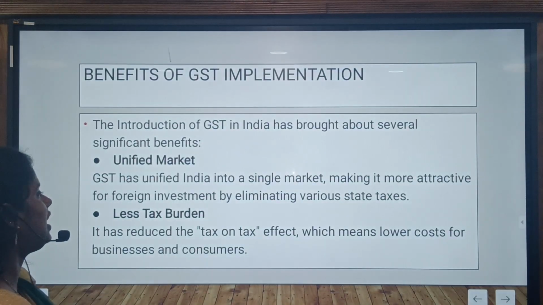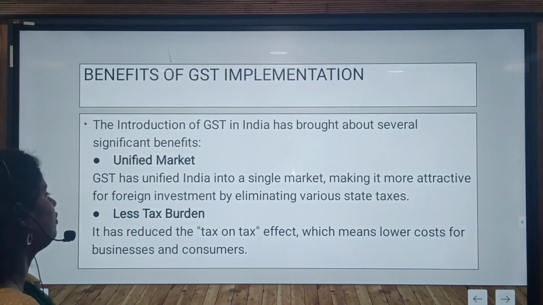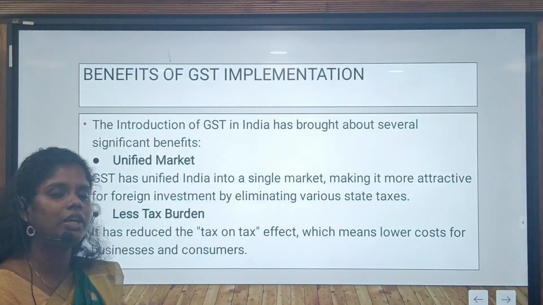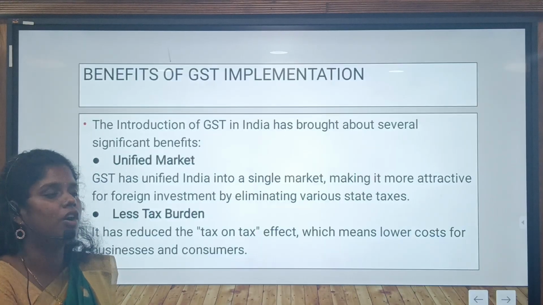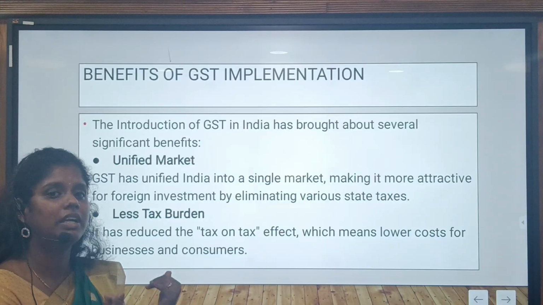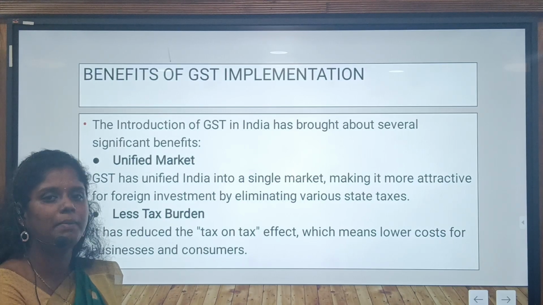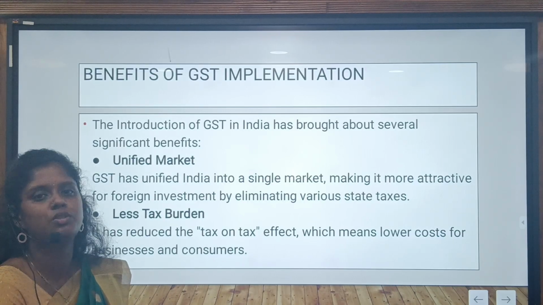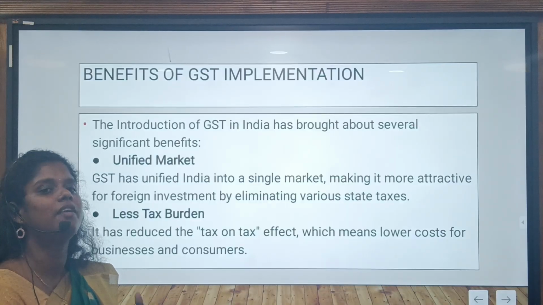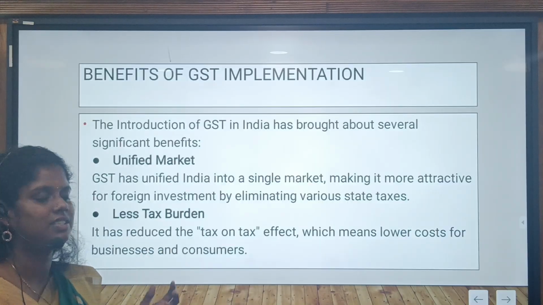So GST has unified India into a single market, making it more attractive for foreign investment by eliminating various state taxes. Many consumers were not getting the goods they needed in a particular place. But the GST plays a very important role in India, where people can come and give goods to the consumers in India. So they can consume the goods in a very effective manner through goods and services tax.